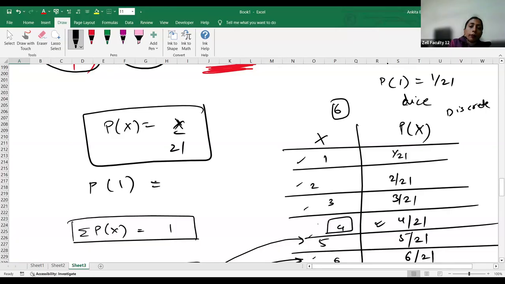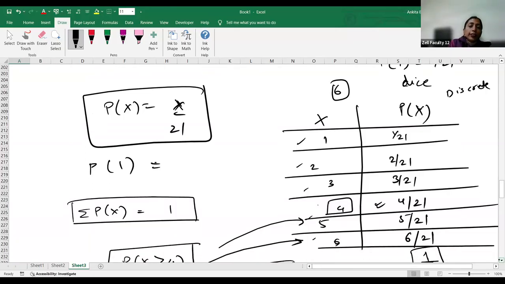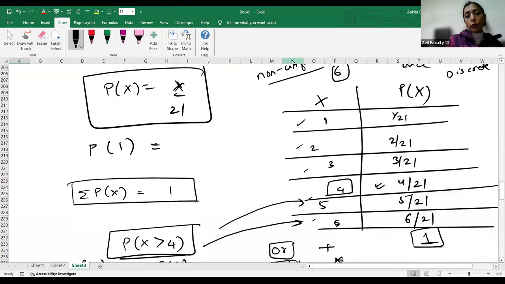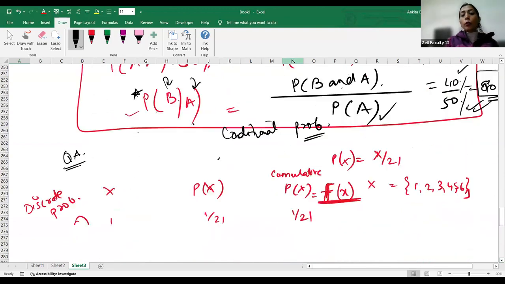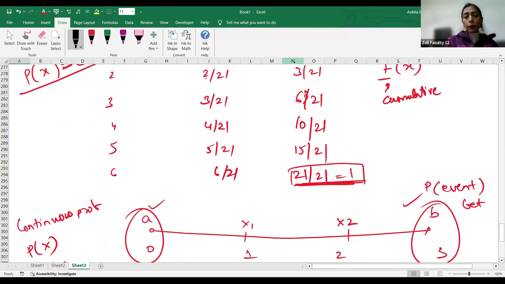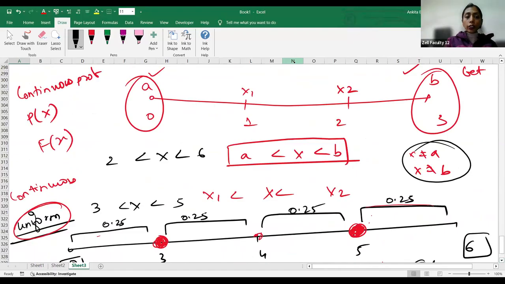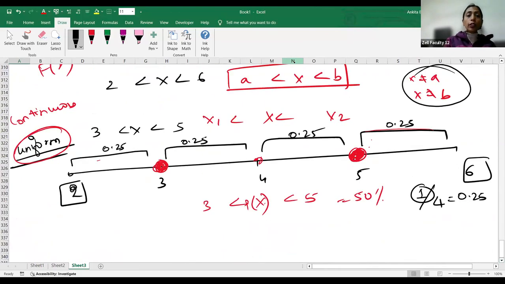But is it uniform? Are all the probabilities same here? Yes or no? No. So therefore, it is non-uniform. So discrete distribution you saw, which is uniform also, which you saw non-uniform also. And then you saw cumulative function of discrete probability. Then you saw continuous probability. And you saw continuous uniform probability.